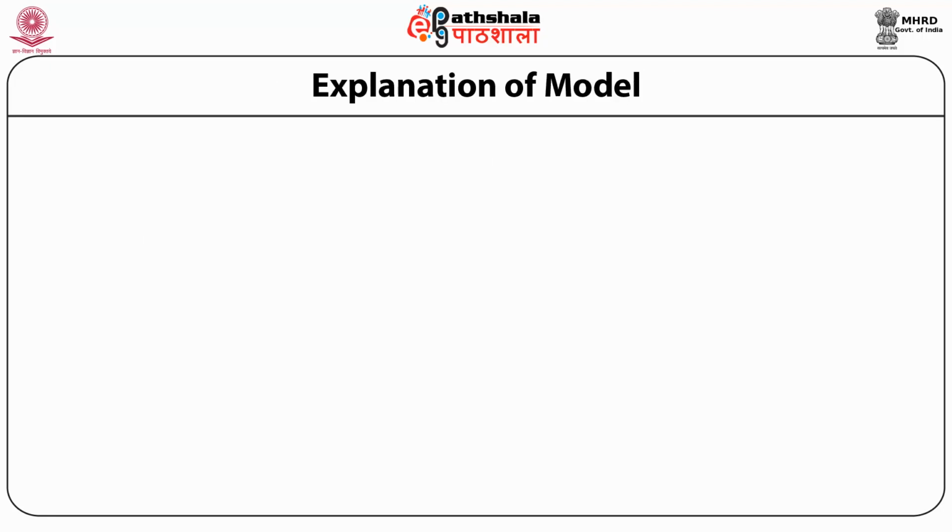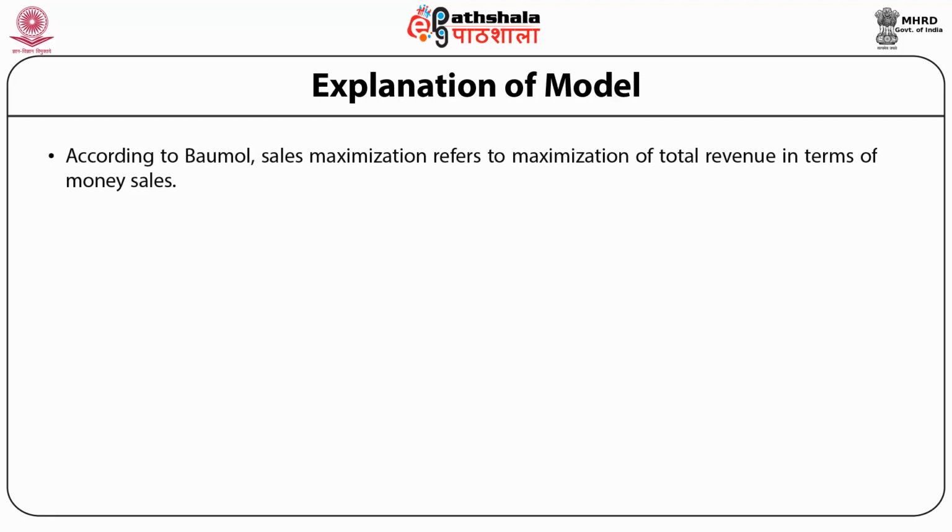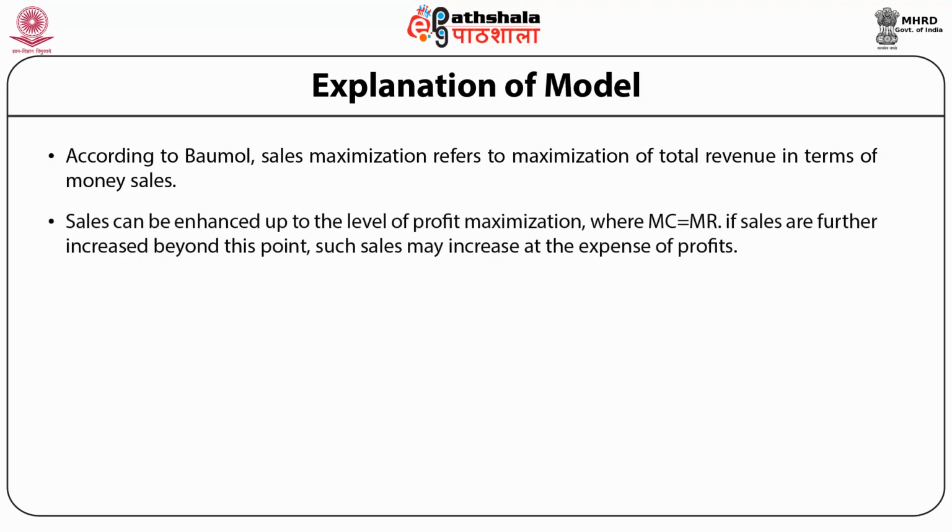Explanation of Baumol's model. According to Baumol, sales maximization refers to maximization of total revenue in terms of money sales. Sales can be enhanced up to the level of profit maximization where marginal cost is equal to marginal revenue. If sales are further increased beyond this point, such sales may increase at the expense of profits.